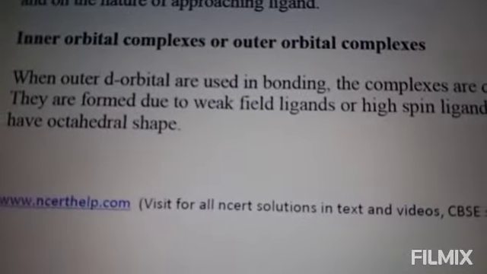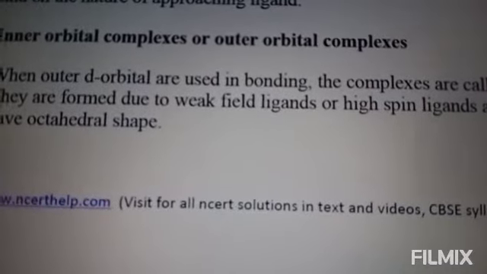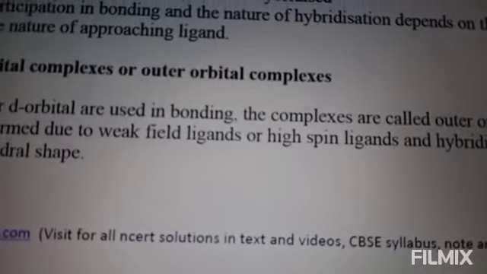As we have already seen, if the outer d orbital is used, then we call them weak field ligands, and these weak field ligands are also called high spin ligands. If weak field or high spin ligands are there, then the hybridization should be sp3d2, and they always have octahedral shape. Clear? So this is about the outer orbital complex.